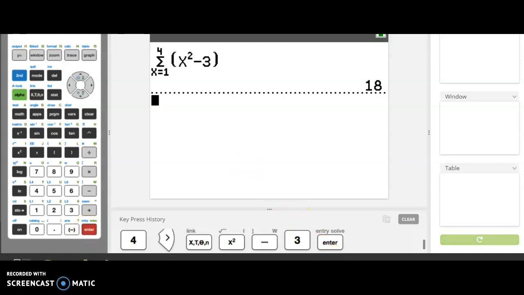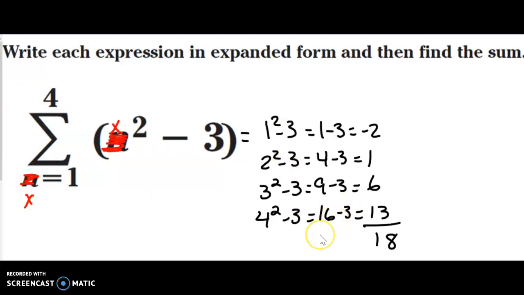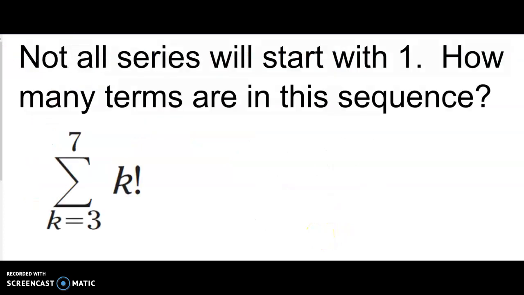And that's the same thing that we got over here when we worked everything out, but it's so much easier if we can plug them into our calculator and work them out. So not all series will start with 1. So how many terms are in this sequence? So we start with 3 and we go up to 7.